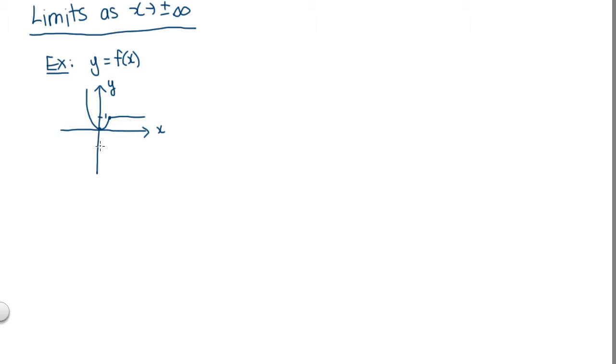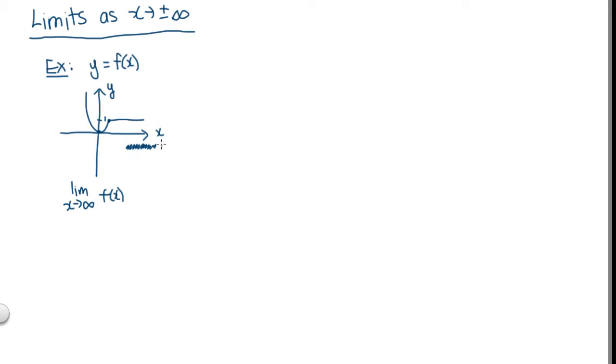Now let's say we want to calculate the limit as x goes to infinity of our function f of x. And as x gets really big, we want to figure out what number the y values are approaching. So as x gets really big, the y values are just 1 all the way across here. So the y values are approaching the number 1. The limit as x goes to infinity of our function is equal to 1.